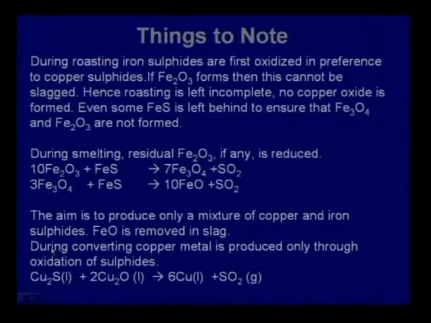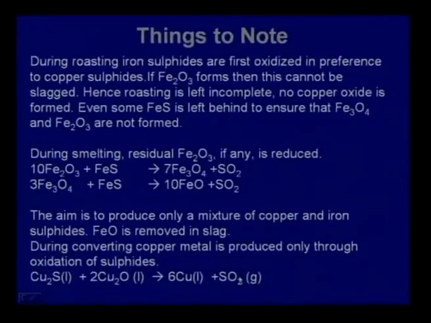Converting is where we start oxidizing the matte. First, iron sulphide is oxidized to produce FeO, that is removed in a converter, and then copper sulphide starts getting oxidized. Once it reaches Cu2O, there is a very interesting reaction between Cu2S and Cu2O that forms copper straight away. The reaction is written as Cu2S plus 2 Cu2O to produce 6 Cu and SO2.